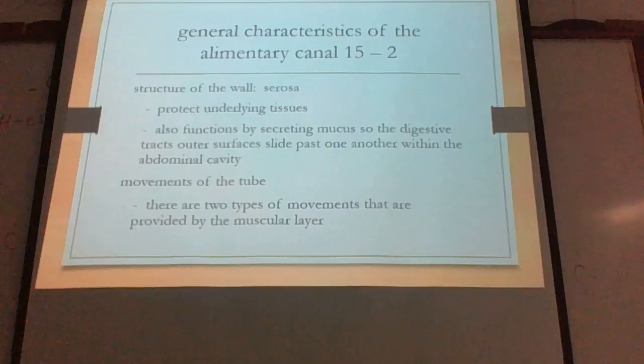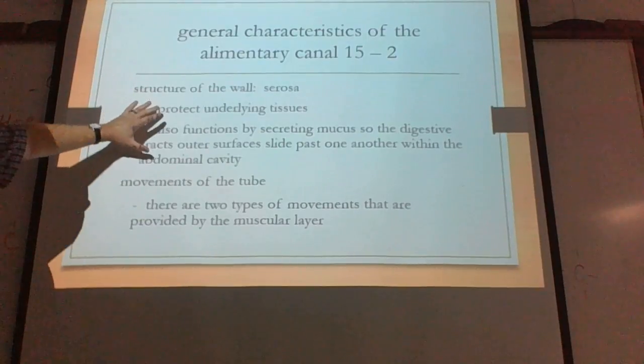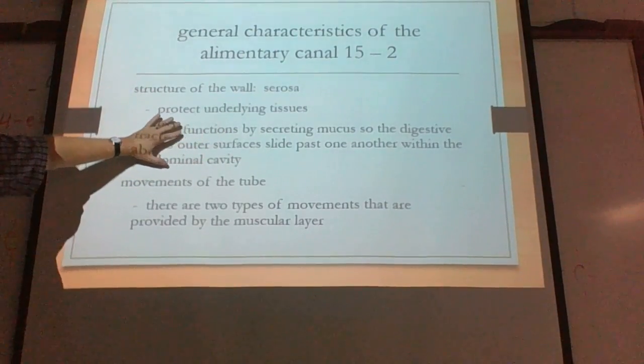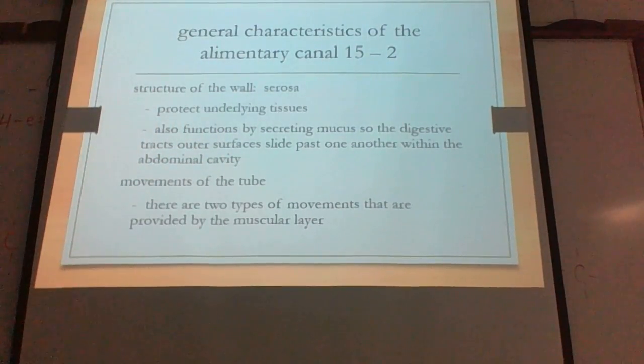Okay, so what that does is it's kind of like a means to let this move on a little more efficiently. I want to say like oil lubrication, but similar to that. It just makes the process easier. Okay?